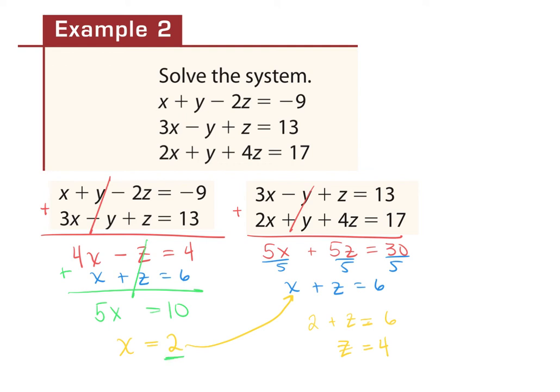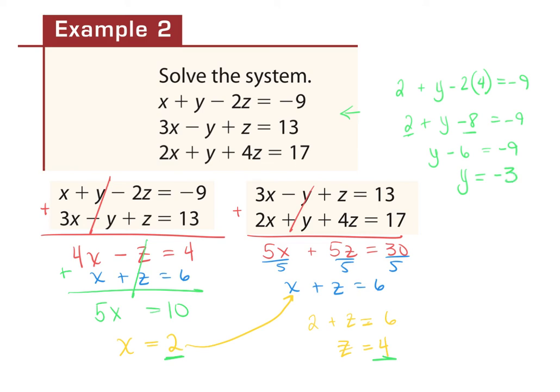Now I'm going to take the x and the z, and I'm going to go back up here to one of these and plug it in. And I promise I just picked the easiest one that I think it is. So if I think the first one's easiest, then I would say x, that's a 2, plus y, I don't know, minus 2 times z, which I do know, equals negative 9. Right? So I have 2 plus y minus 8 equals negative 9. Combine your 2 and your negative 8, we get negative 6. Add your 6 over. What does y equal? Negative 3. Yep, positive and negative, okay?